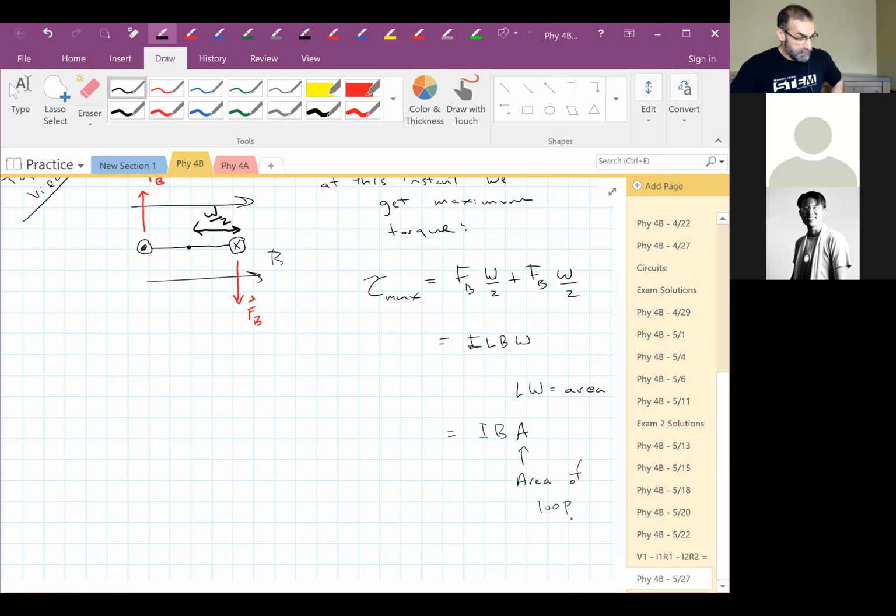Okay, so next time we will continue. We'll find the torque at any given point. It doesn't have to be at this location where it's maximum. Obviously, as this thing rotates, well, we'll get there next time.